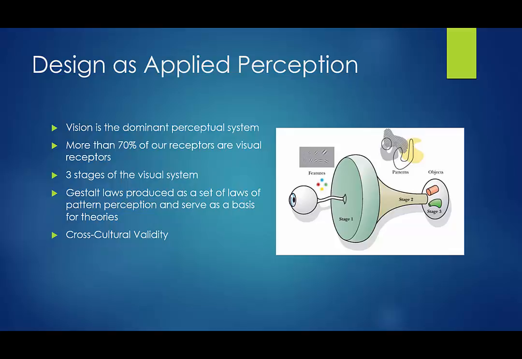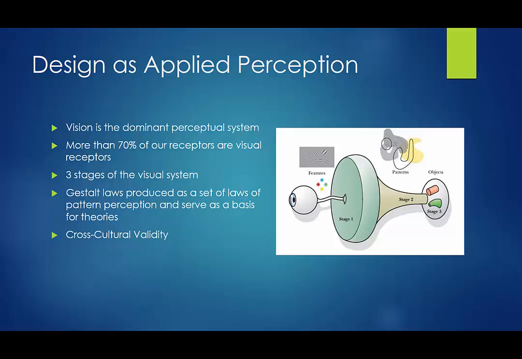Ware mentions that vision is the dominant perceptual system, and more than 70% of our receptors are visual receptors. He goes on to talk about the 3 stages of the visual system, and these are the stages at which we perceive images. So first, the visual image is analyzed into color, motion, and the elements of form. Then the visual world is segmented into 2D patterns and regions. And then a few complex objects can be held in the visual working memory.